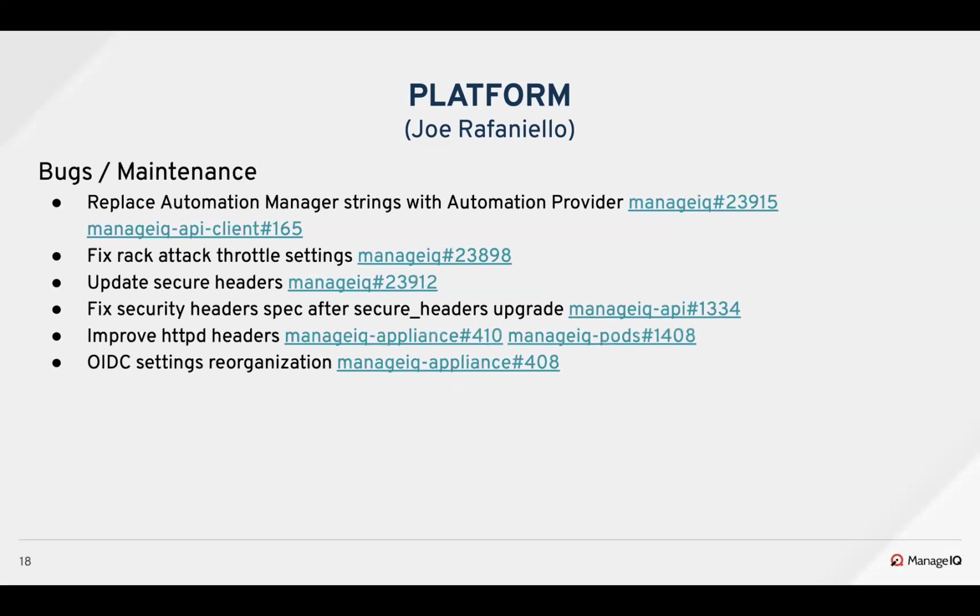For bugs and maintenance, Gilbert had a number of PRs to replace the Automation Manager strings with Automation Provider. A fix was made to the Rack Attack throttle settings where they were not being honored correctly. Joe also updated secure headers to version 7, which is a jump from version 3.